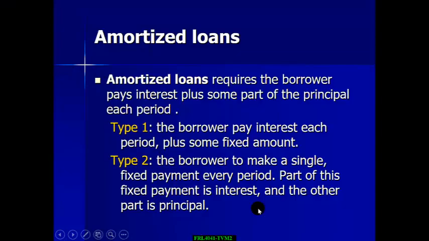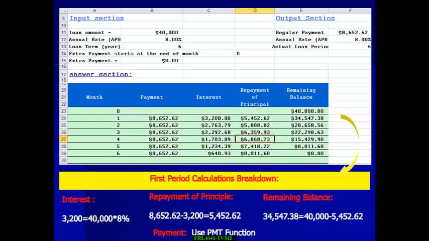Hello, today we're going to use an amortized loan as an opportunity to practice our IF functions to make the model more flexible. An amortized loan, such as an auto loan payment or mortgage payment, is one where every period you pay off part of the interest and also pay off some of the loan. Let me show you one example.